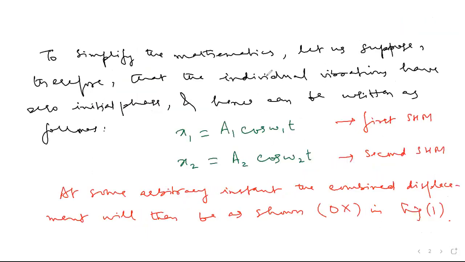Now, unless there is some simple relation between omega 1 and omega 2, the resultant displacement OX will be a complicated function of time because of this changing phase difference with time, right? Now, the condition for any sort of true periodicity in the combined motion is that the periods of the component motions be commensurable.